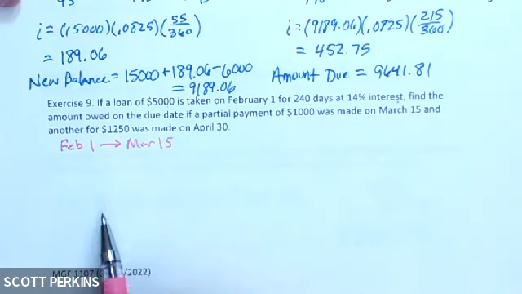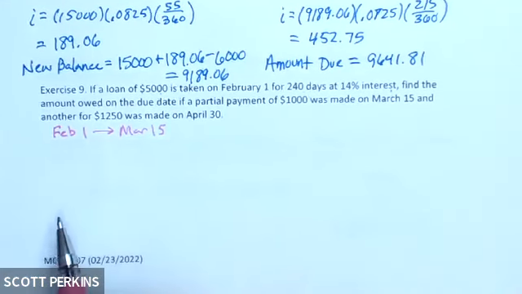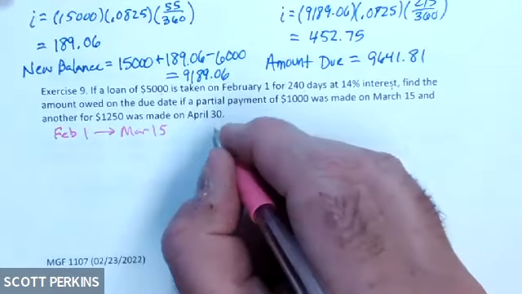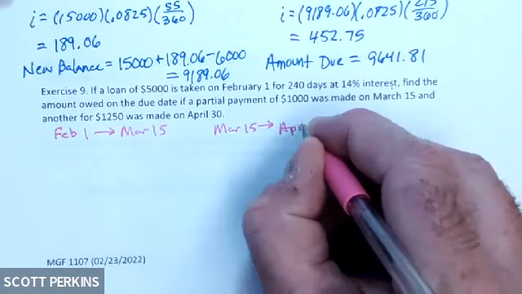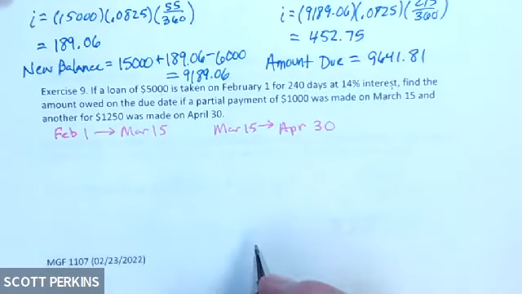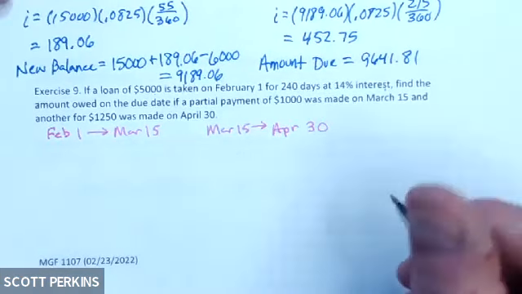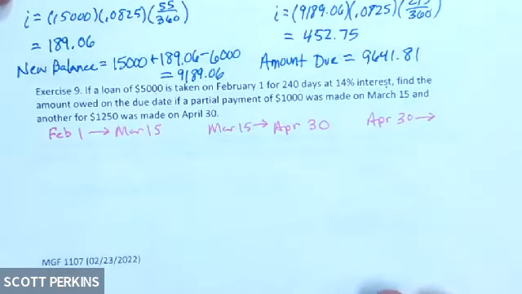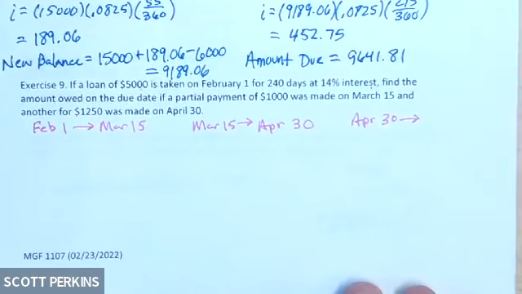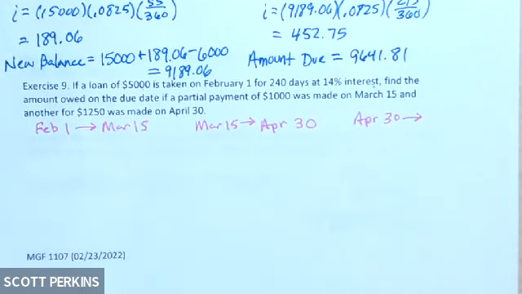Then you're going to figure out the new balance on March 15th. Then you're going to go from March 15th to April 30th and do it again. And then last but not least, you're going to do April 30th until the end of the loan, which I don't know that date. We'll have to figure that out. So you have to do this simple interest formula 3 times on this one. So you're getting 50% more fun on this problem than the previous problem.